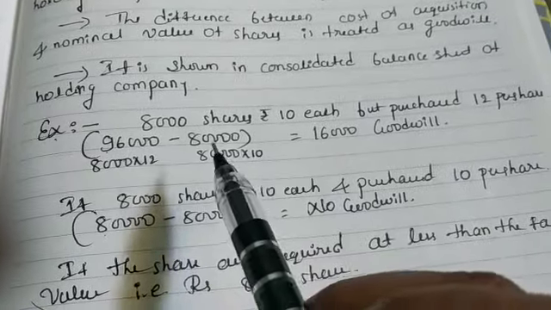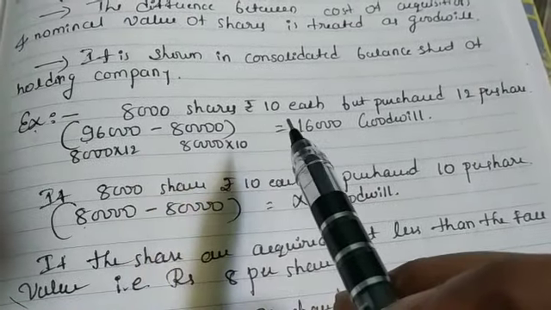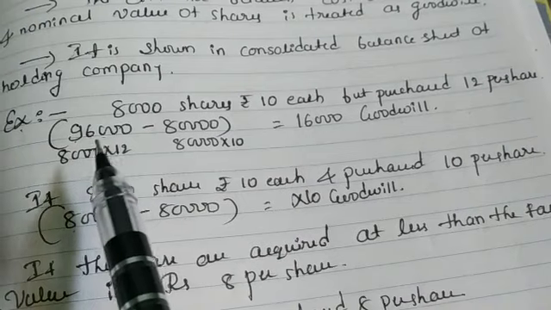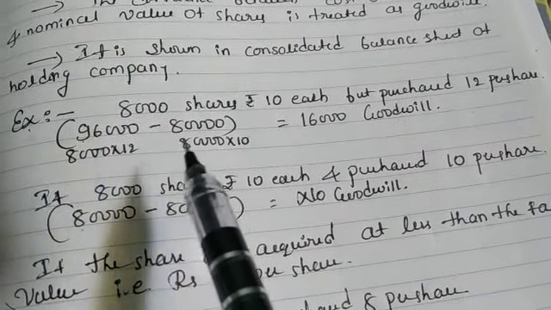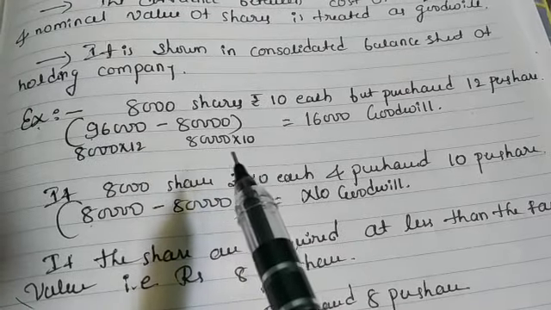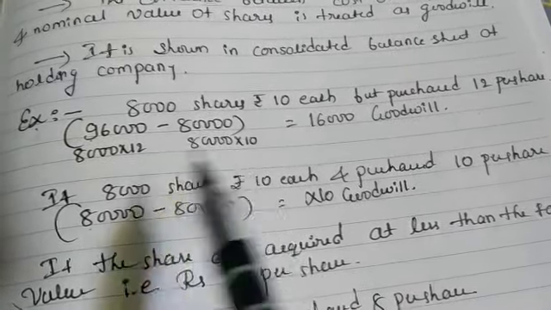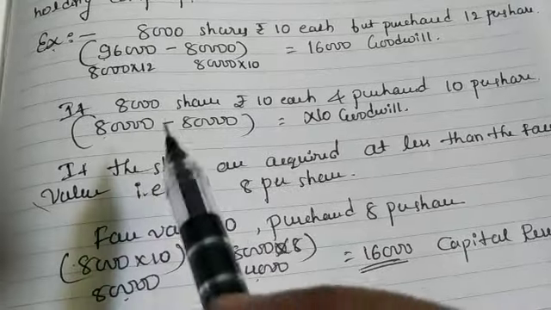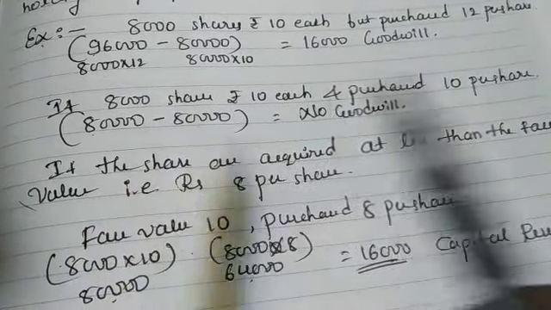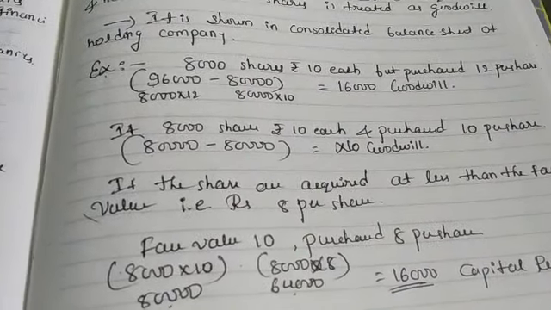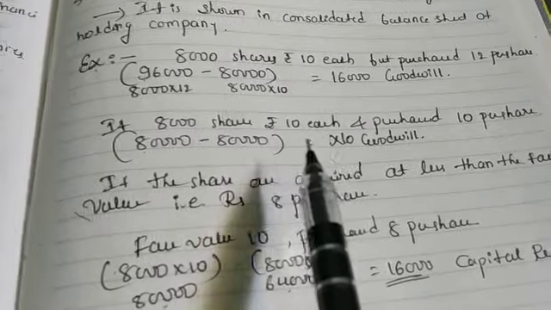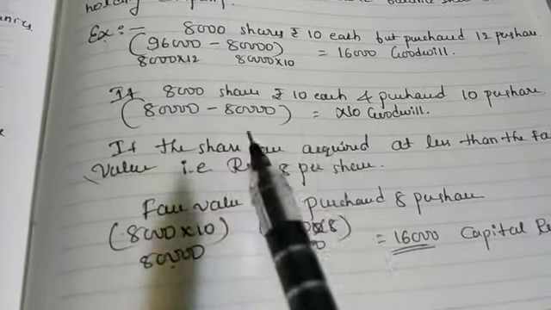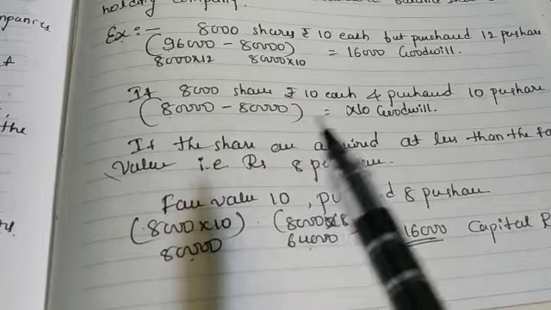See here, 8000 shares of rupees 10 each, but purchased at 12 per share. At that time, 8000 into 12 is 96,000. This is the cost of acquisition. Then 8000 into 10 is the face value, 80,000. The difference between these two, 16,000, is goodwill. Then if 8000 shares of rupees 10 each are purchased at 10 per share, both face value and purchase value are the same, so there is no goodwill. Here 80,000 and 80,000, there is no goodwill.